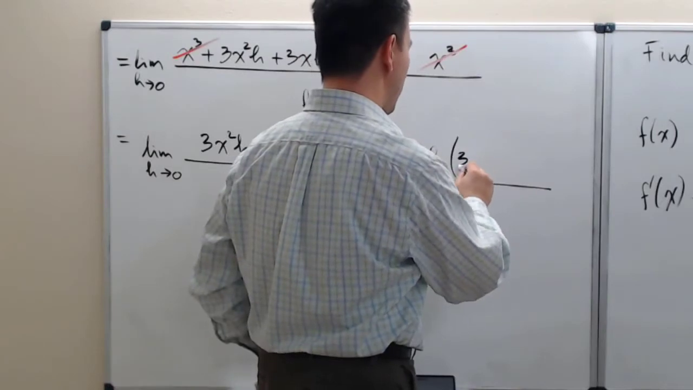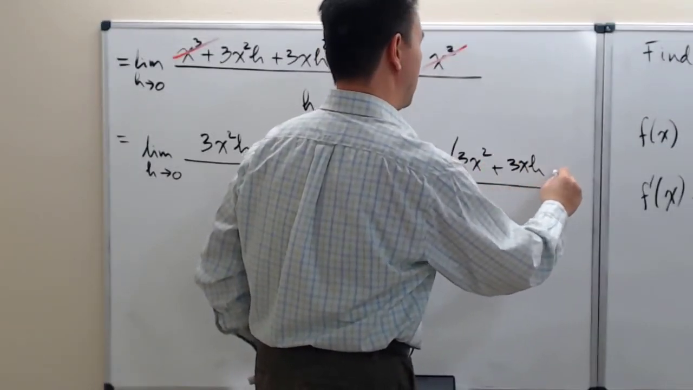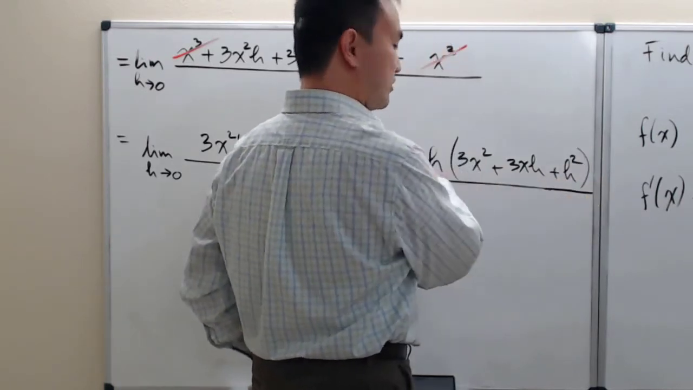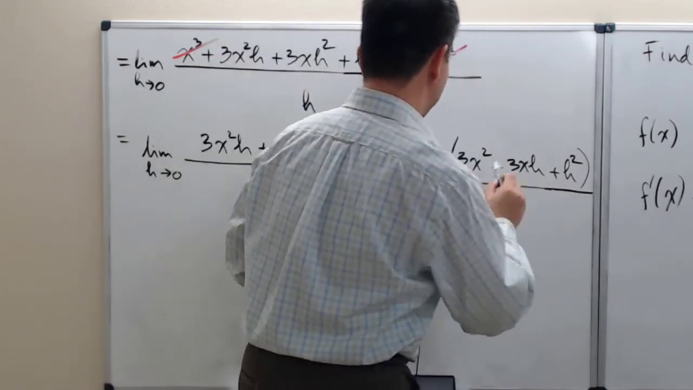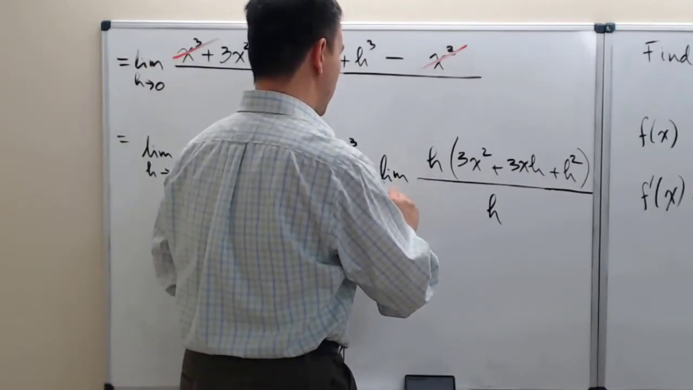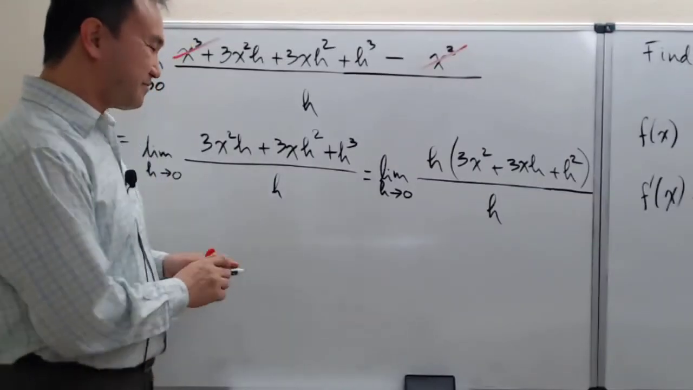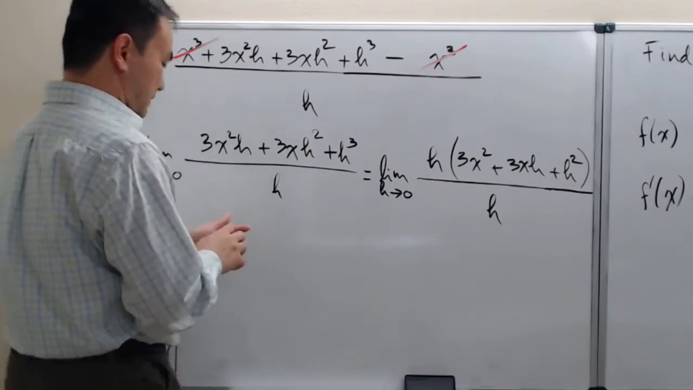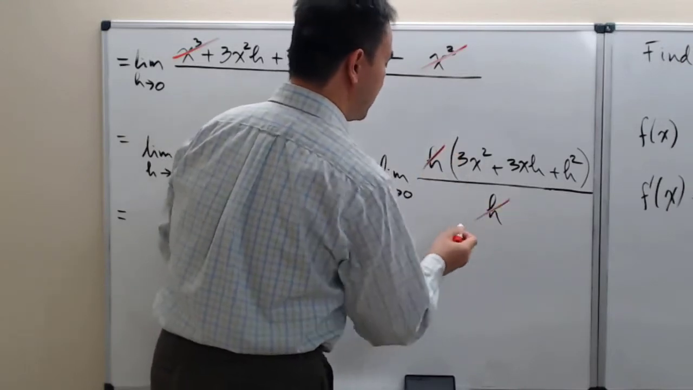And now we're looking at 3x squared plus 3xh plus h squared. And that's the result after pulling out that common factor h outside of parentheses. And we still have that h in the denominator. And of course, our problem still remains as a limit problem because we haven't done any limit work really. And so now, the common factor h in both numerator and denominator will get canceled out.